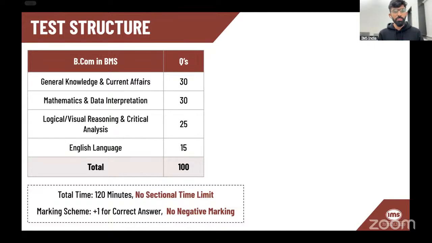You had 30 questions in general knowledge and current affairs. 30 questions were in maths and DI combined, data interpretation. 25 questions in logical and visual reasoning and critical analysis. 15 questions only in English language. Total, you had 100 questions.